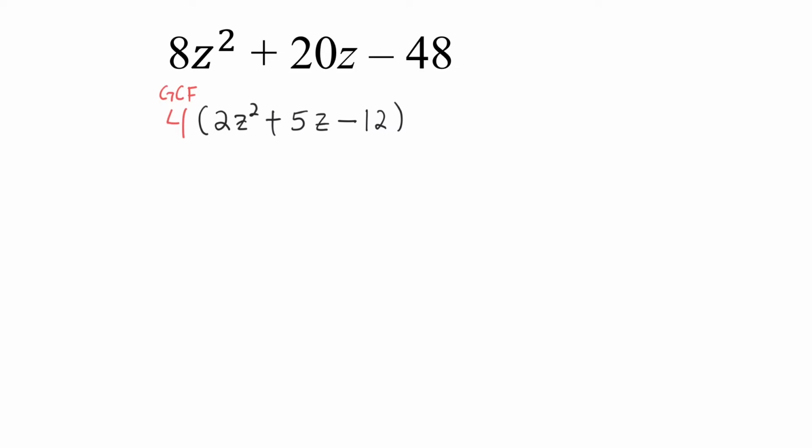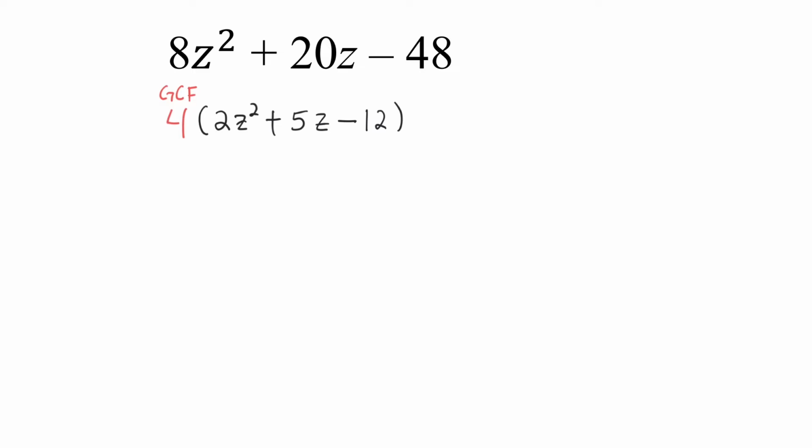Now you do have a GCF outside, but we still have a trinomial inside of the parentheses. So we also have to check if we can factor this trinomial, and the method I use is using an X diagram. So when you factor using the X diagram, we need to know the A, the B, and the C value. So this is the standard form.